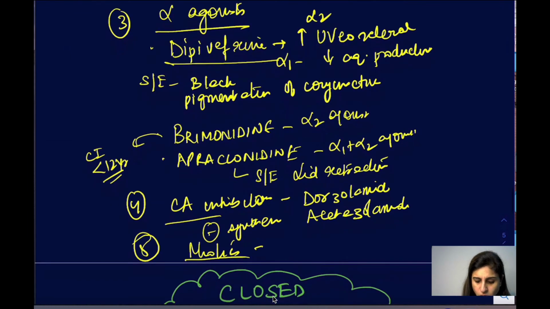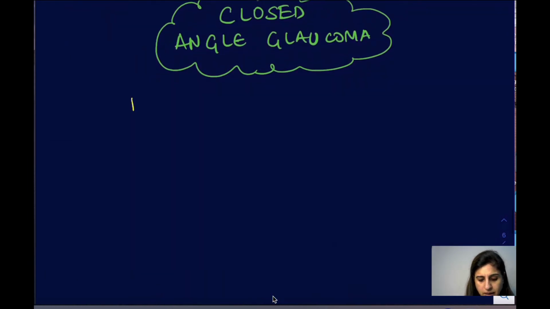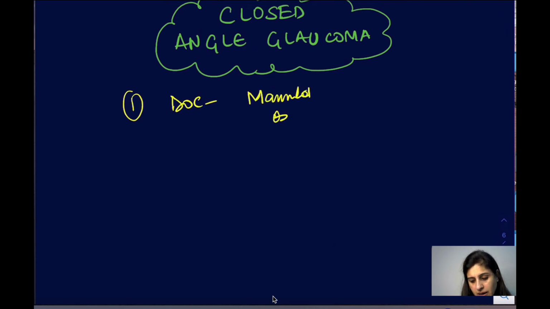Now coming to closed angle glaucoma, the drug of choice these days is mannitol. Mannitol is an osmotic diuretic. Okay, so by osmosis it is going to pull away the fluid. So this is the drug of choice currently, IV mannitol.